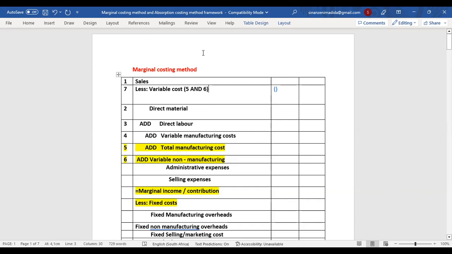Then after that, I will explain that. Can I first finish our stages here? If we get these two, our sales and the variable cost, we are going to now get a total here, which goes to number 8, what we call our marginal income or our contribution. How do we get this one? We said 1 minus 7, like this.